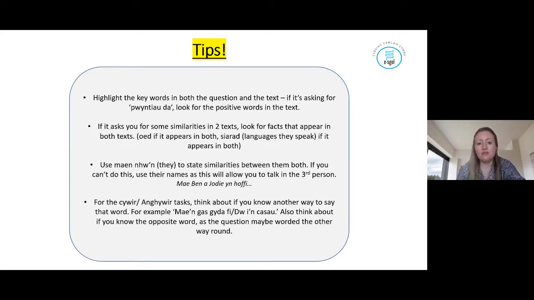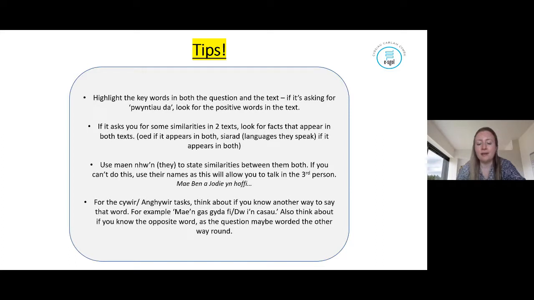Okay. If it asks you for similarities in two texts, look for maybe particular words that appear twice. So if it's saying, oh, what are the similarities between these two people? Well, if they both say dwi'n siarad and one says Cymraeg and one says Saesneg, well, the similarity or the difference may be that they speak a different language or they speak the same language. So look for keywords that appear in both texts.